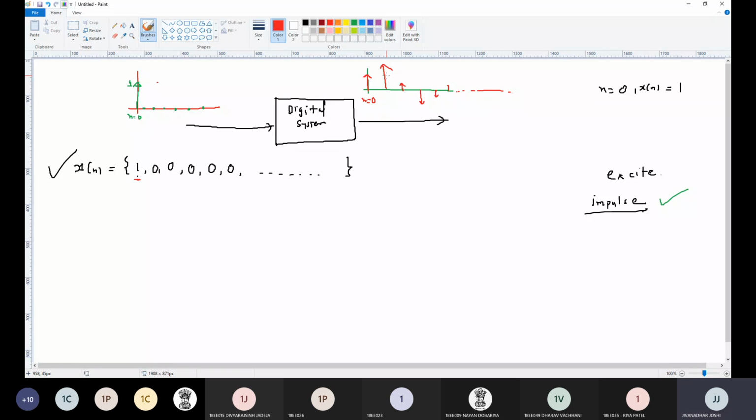Will I get the output at n equal to 1? Can I get output? See, all these questions are different: can, may, etc. I think you are clear with these different terminologies. So now my question is: is it possible to get the output of the system at moment n equal to 1? Is it possible? See, at n equal to 1 you don't have any input.